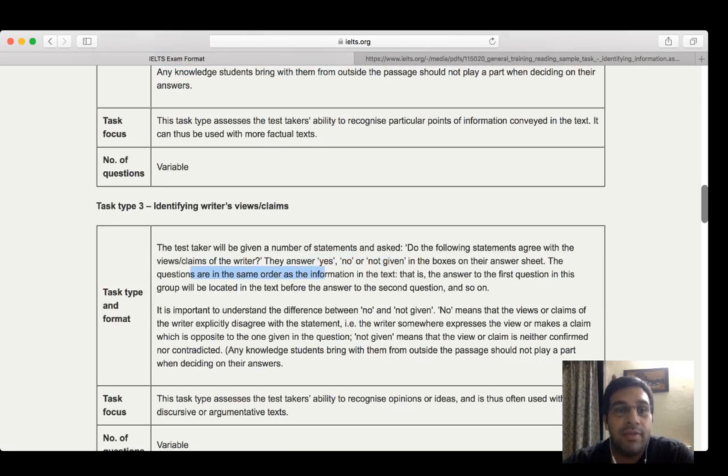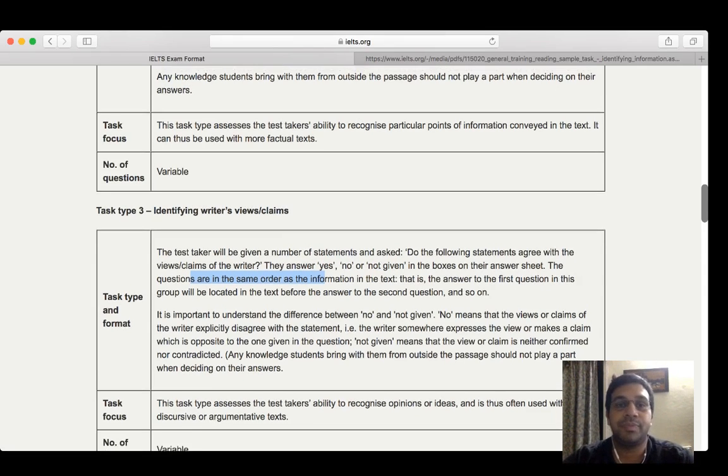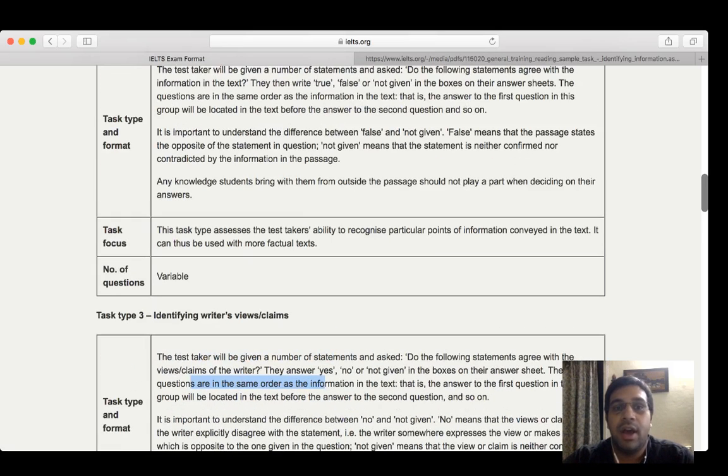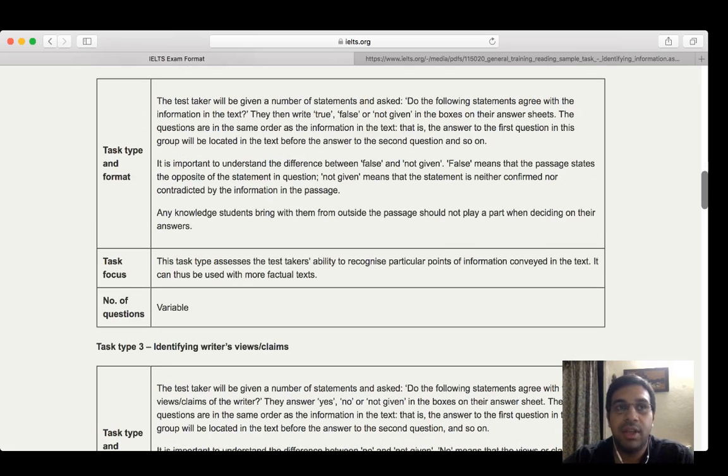Okay. And firstly, differentiating the two. The true, false, not given questions are based on factual things, so true or false would be about something that is actually a fact, either true in the paragraph or false in the paragraph. It won't be based on the opinion of the author. It will be based on the material that is actually given.